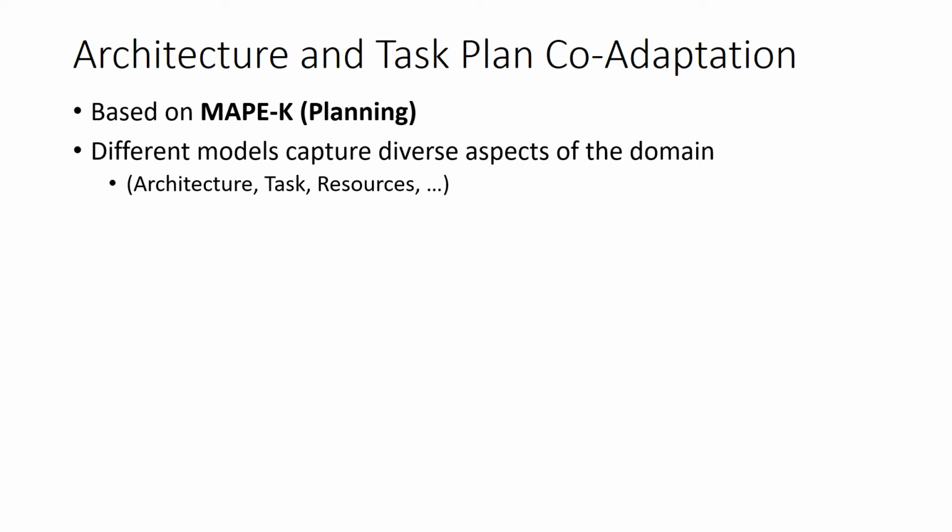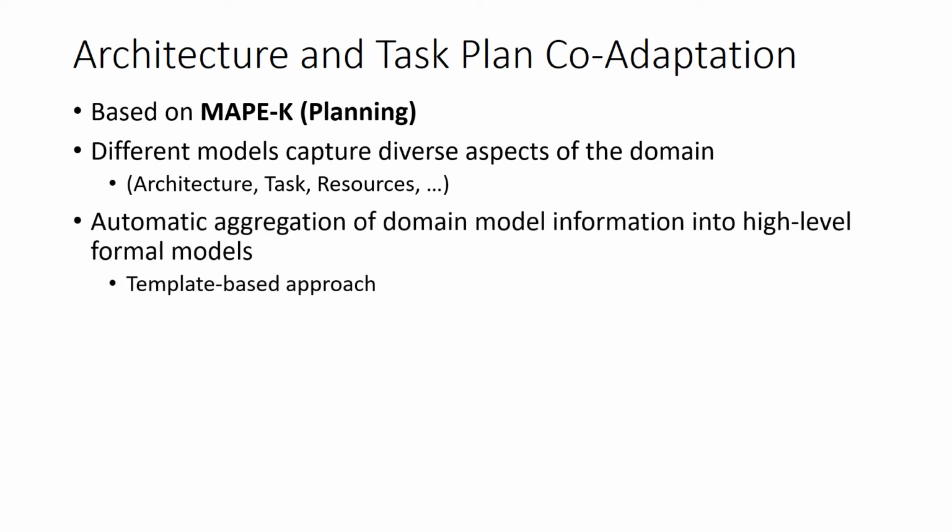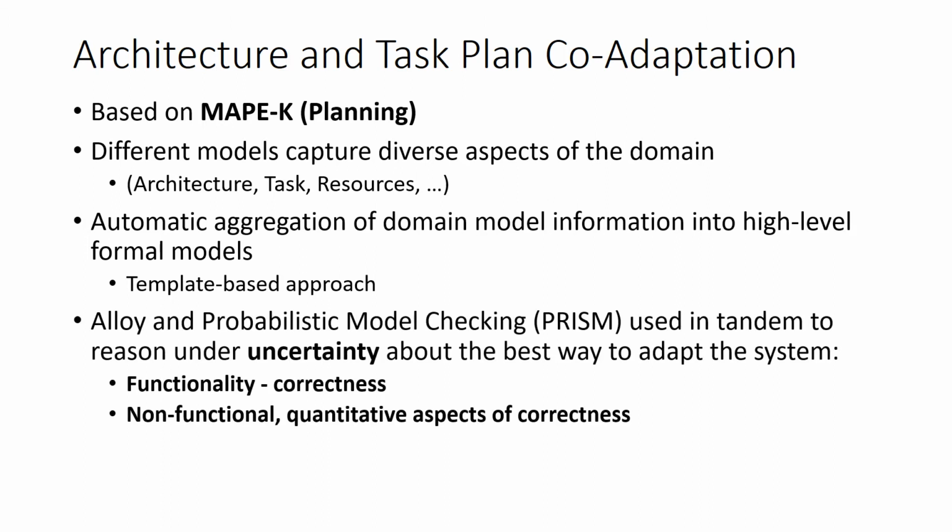From these models, we are able to extract pieces of information that are employed to populate formal model templates that are then used as input to different formal analysis tools integrated in the planner. Concretely, our approach is instantiated using Alloy and the probabilistic model checker Prism. These are used in tandem to reason under uncertainty both about the functional correctness of the adaptation plans generated as well as about non-functional aspects of correctness, which are analyzed quantitatively.